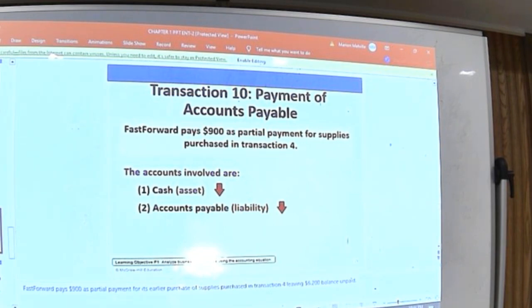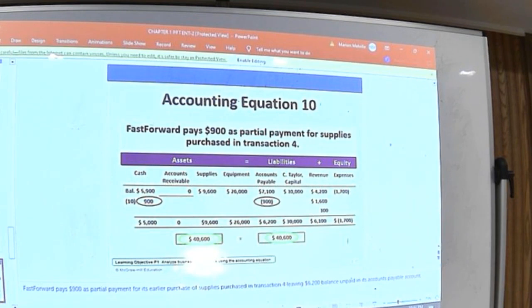So our cash goes down, we pay out the money, 900. Our liability on the right-hand side of the equation also goes down. Reduce cash on the left by 900. Reduce the liability on the right-hand side by 900. Equation stays in balance.